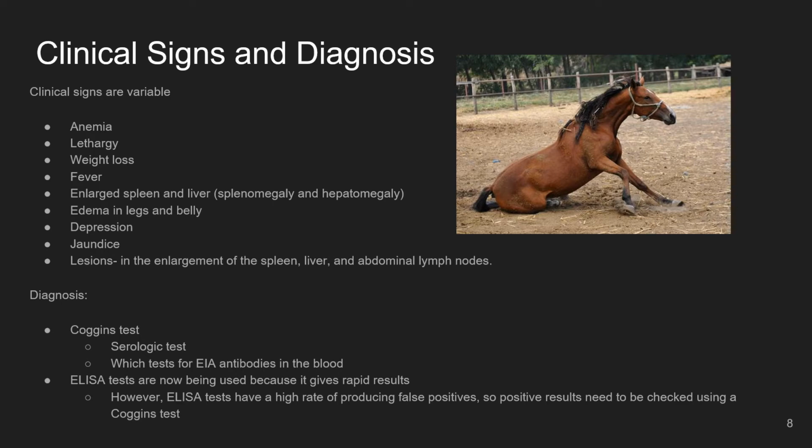Okay guys, so as far as the clinical signs and diagnosis of equine infectious anemia, the clinical signs can be variable, so you can see anything from one of these symptoms to the entire laundry list of symptoms, as well as even some symptoms that I don't have listed here. The symptoms that are listed are just the most common. You can see anything from anemia or lethargy.